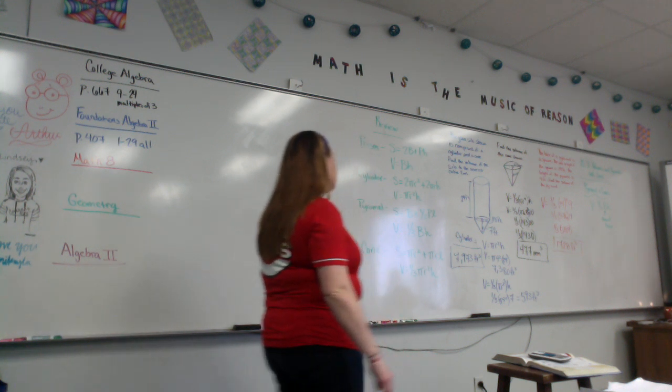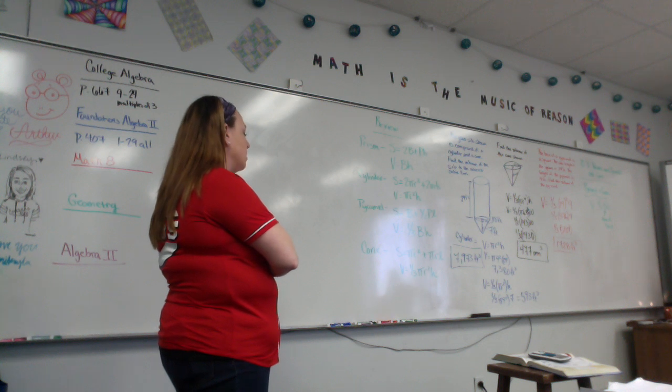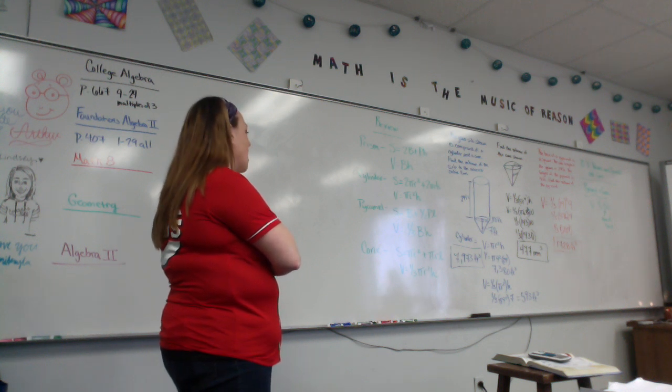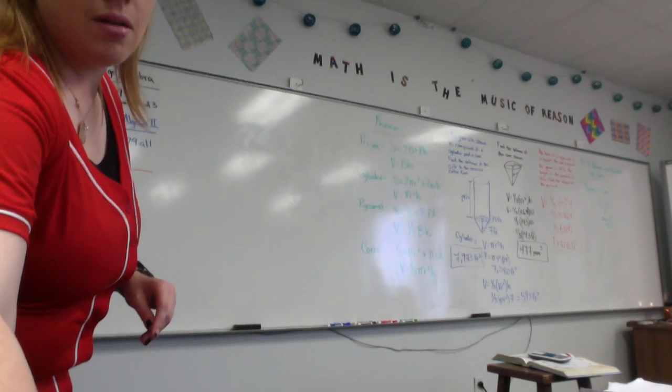Cones: our surface area is pi r squared plus pi times your radius times your slant height. And the volume is 1/3 pi r squared times your height. That's what we're working on today. I will give you homework.